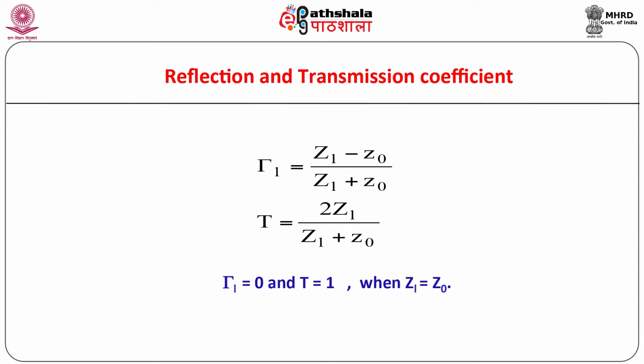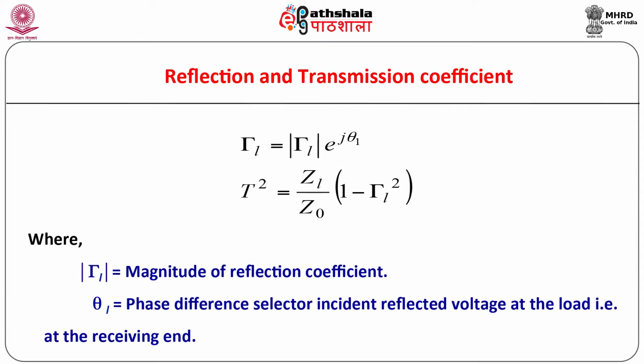From the above expression, it is clear that the reflection coefficient τL is 0 if ZL is equal to Z0 or infinity. Similarly, T will be equal to 1, that is the transmission coefficient will be 1, if ZL is equal to Z0 or ZL is infinity. The reflection coefficient and the transmission coefficient are complex quantities. Reflection coefficient τ at a distance L from the load is expressed as τL is equal to magnitude of τL into e raised to j theta.